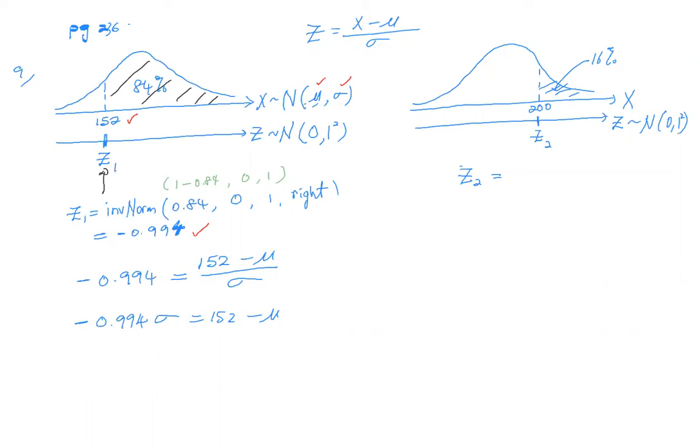Shani, can you tell me how to get Z2? Jian give me the answer already. How to get Z2? Am I supposed to use normal CDF or inverse norm? Inverse norm. Okay, thank you. Then how should I key in? 0.16, 0, 1, and right. So I get 0.994. Is it? Yeah.